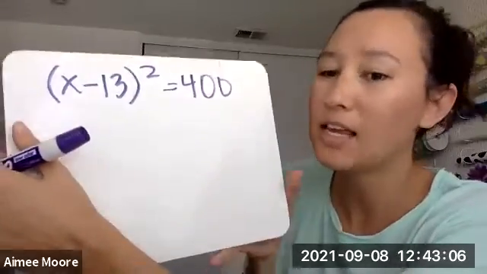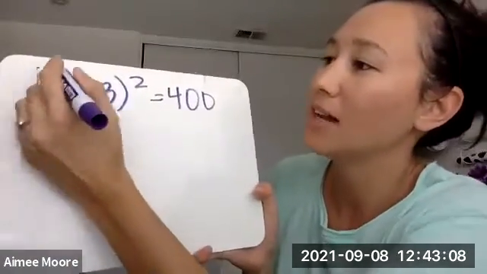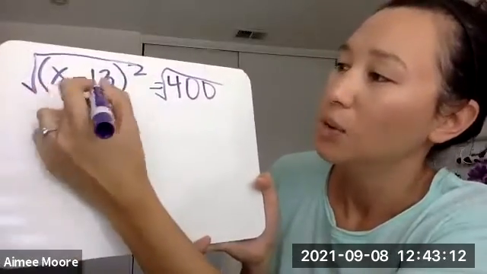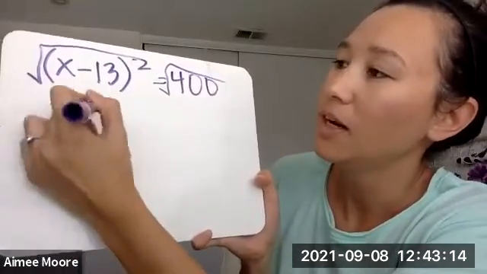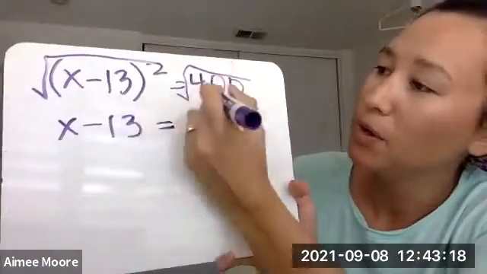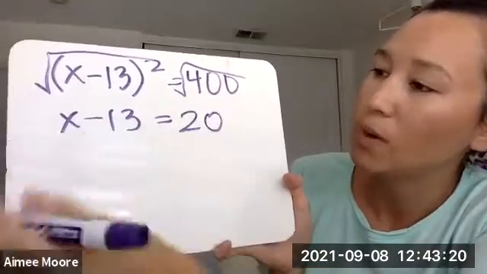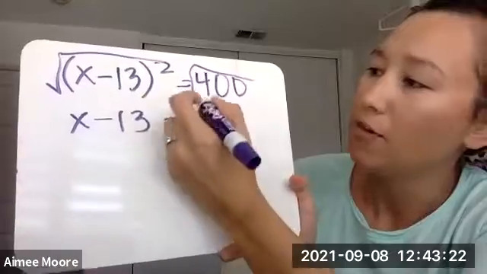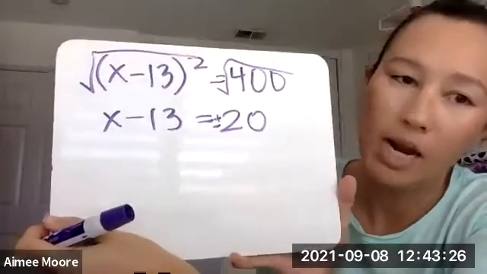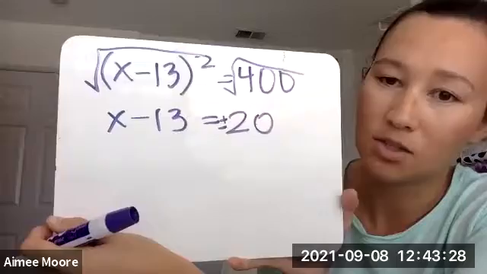Yes, Alex, thank you. We need to take the square root of both sides. Perfect. So the square root of x minus 13 squared is just x minus 13. And then the square root of 400 is 20. And remember, when we take the square root, it's positive or negative 20. That's how we get our two answers.